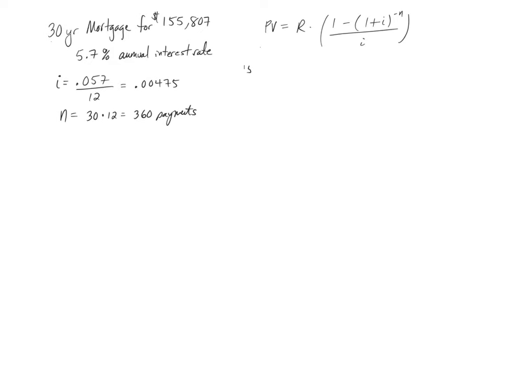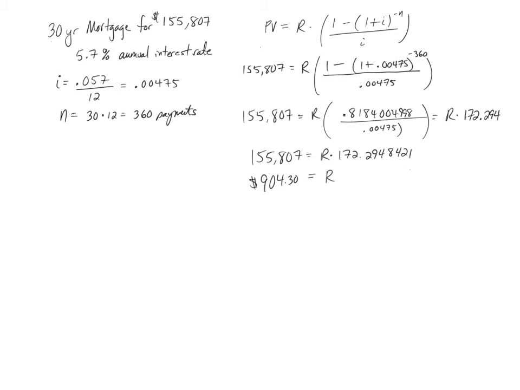PV is this 155,807. That's equal to R, which we don't know, times 1 minus 1 plus 0.00475 raised up to the negative 360th all over 0.00475. So I'm going to get this number on the calculator.